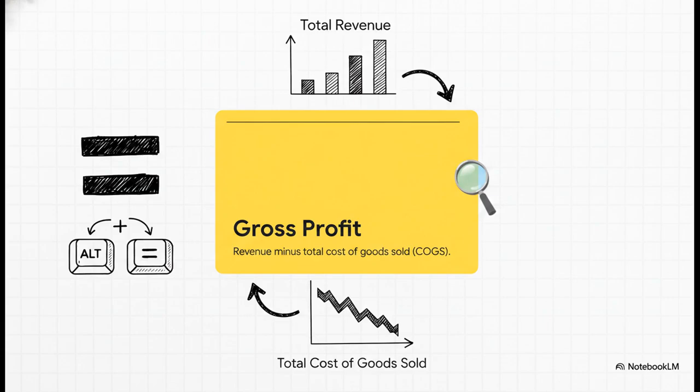Once all those costs are mapped out, we can easily find our gross profit. This is simply our total revenue minus our total cost of goods sold. And here's a massive pro tip for you. When you need to quickly sum up your total costs, just use the shortcut Alt plus equals on your keyboard. It instantly auto-sums the entire column right above it. It'll save you so much precious time when you're calculating operating profit margins.